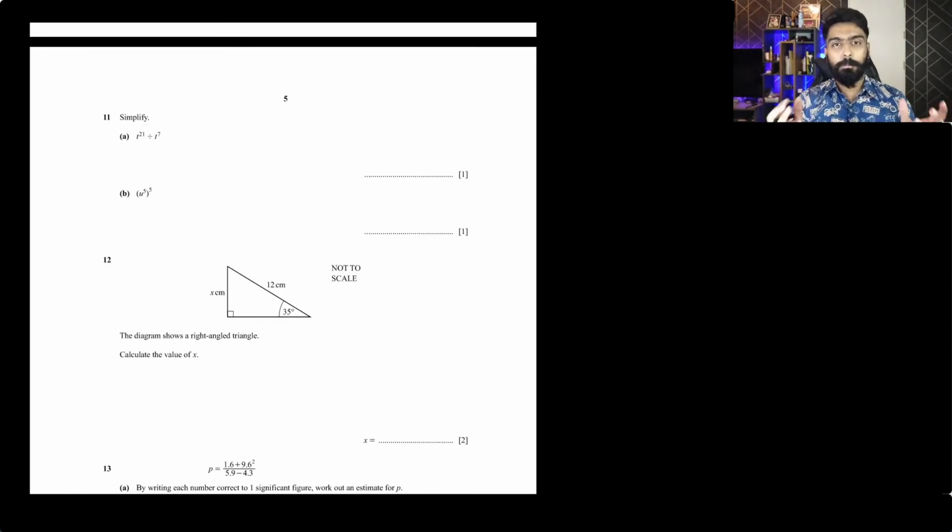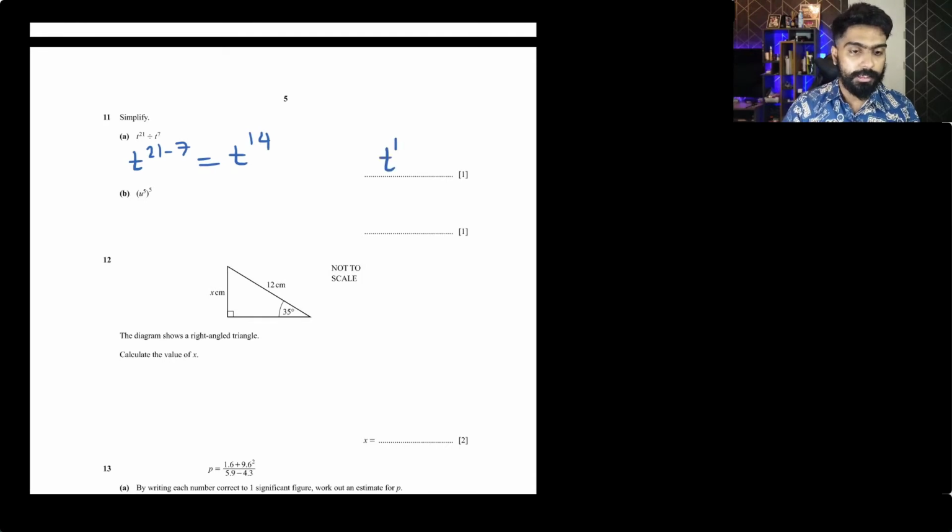All right, welcome back to part 2 of 0580 question paper. All right, guys. Now let's continue with question number 11. All right, now in this one, guys, we will be using laws of exponents, right? We'll be using the second law where we subtract the exponent. So here we have t to the power of 21 minus 7, which is equal to t to the power of 14. So we have t to the power of 14, right, guys?